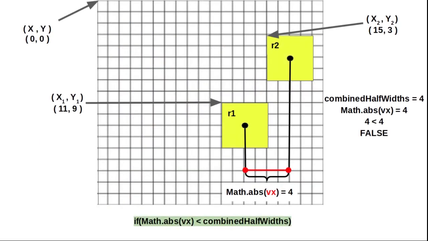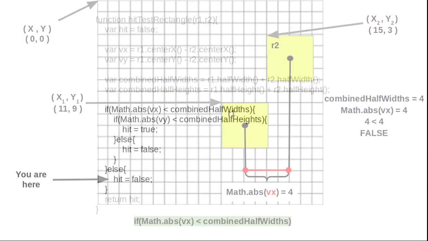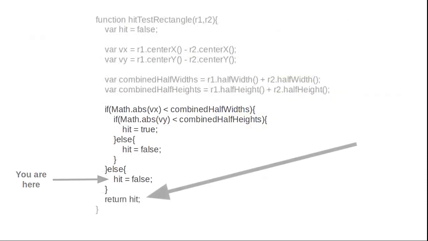To be thorough, I wanted to show you what would happen if the first if statement had been false. I again moved R2 so that the difference between R1's center x and R2's center x is 4. Their combined half widths is still 4, and 4 is not less than 4, so this statement is evaluated as false, and hit is set to false. After hit is set to either true or false, the last line of our function returns hit, and our function is exited.